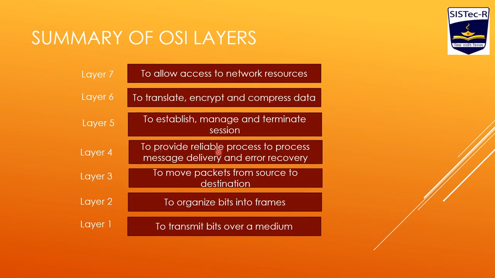Layer 4, to provide reliable process-to-process message delivery and error recovery, which is done by the transport layer. What is layer 4? Layer 4 is the transport layer. And layer 5 is the session layer, to establish, manage and terminate sessions. During the transmission, it will establish a session, manage that session, and terminate it after completing the transmission. Layer 6, which is the presentation layer, translates, encrypts and compresses data. I also explained it. And layer 7 allows access to network resources.